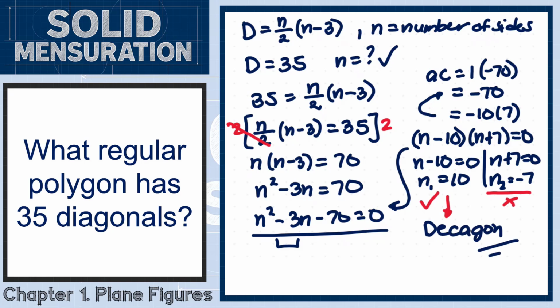So for this item, the number of diagonals is 35. We have here a decagon, or in this case, a regular decagon. This item is already done.